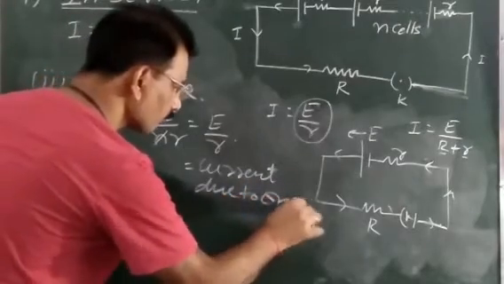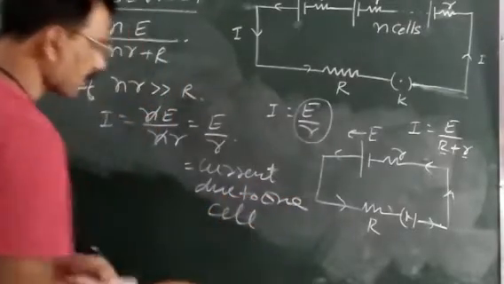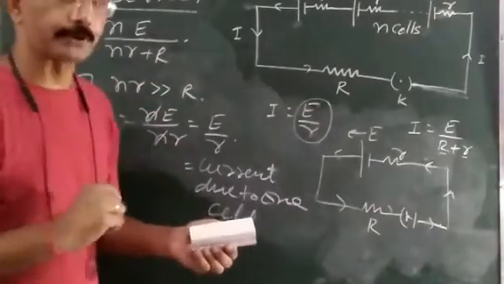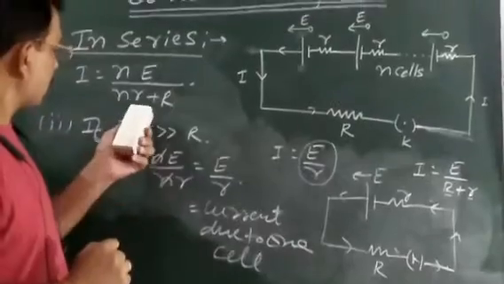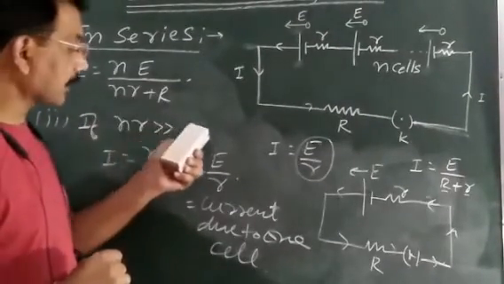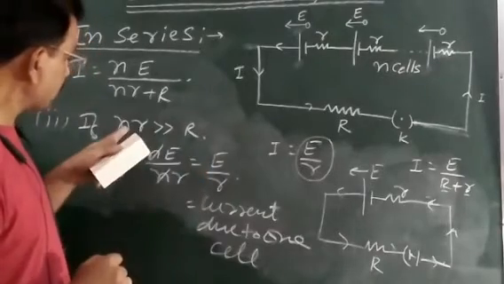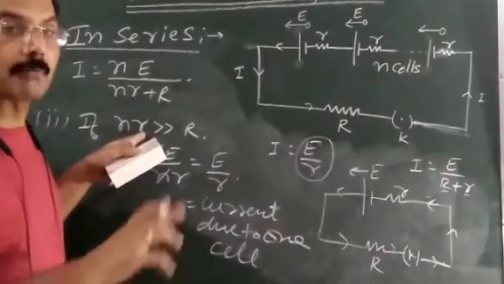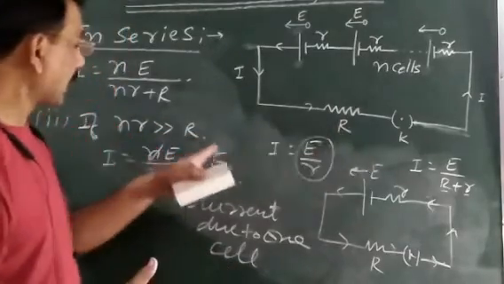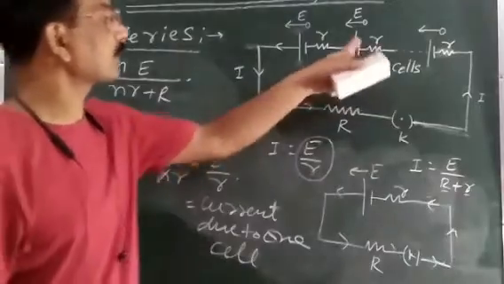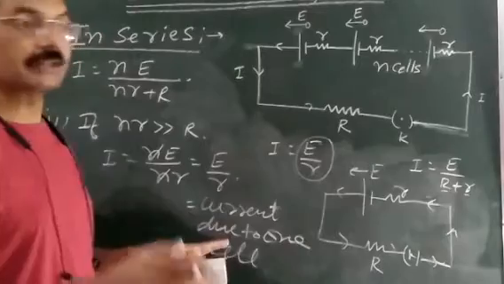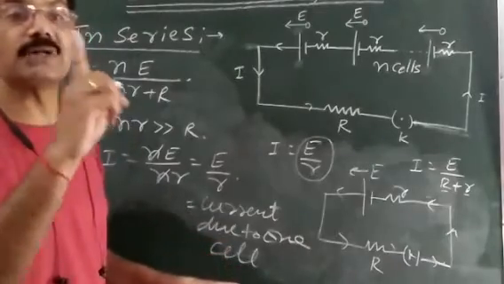Now it is clear from this first point and second point which one is useful for you, either nr is less than capital R or nr is greater than capital R. What you are getting here? In this case, if the internal resistance of all these cells is very large in comparison to the external resistance, and if we prefer the series combination of the cells, then the total combination of the cells gives only the current due to one cell.